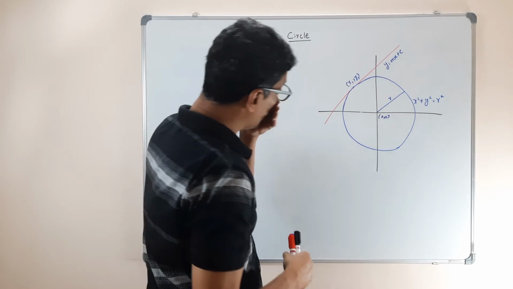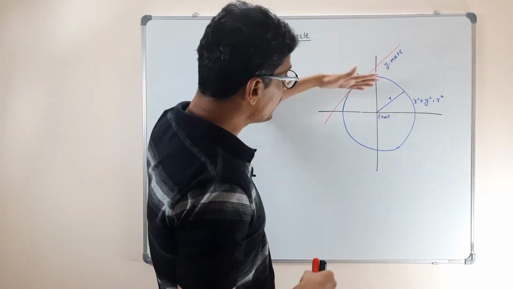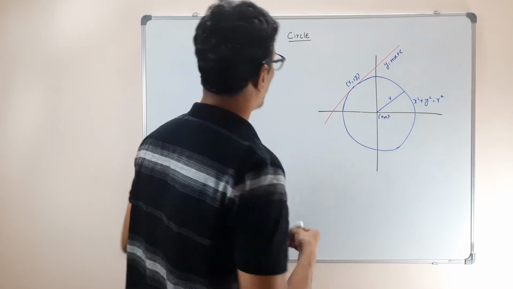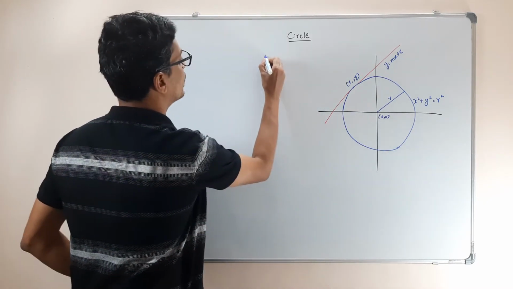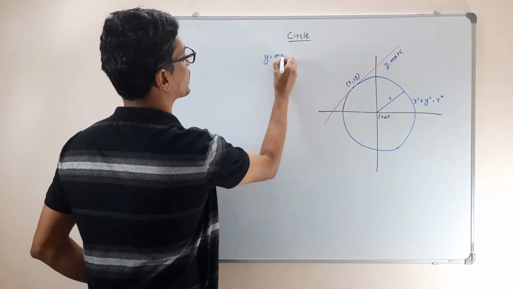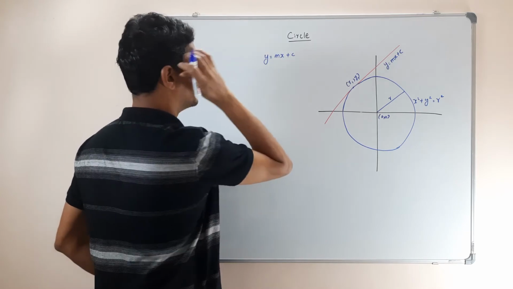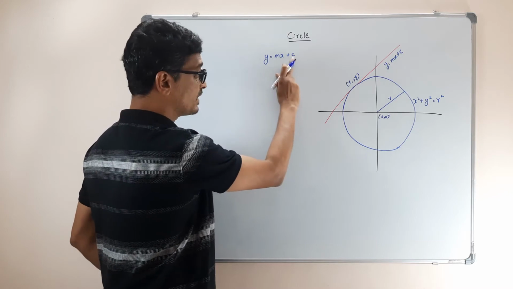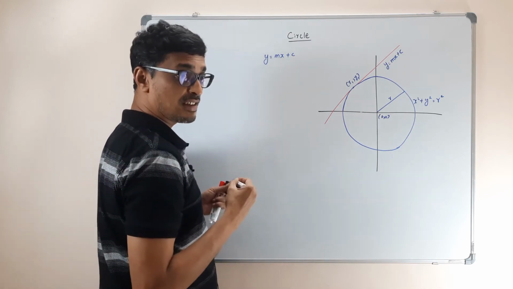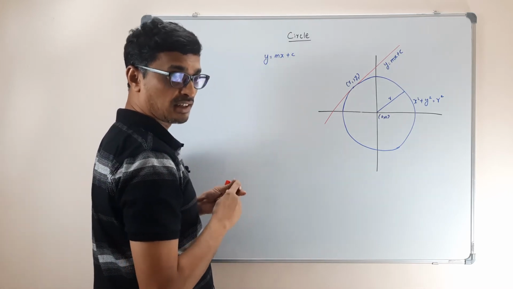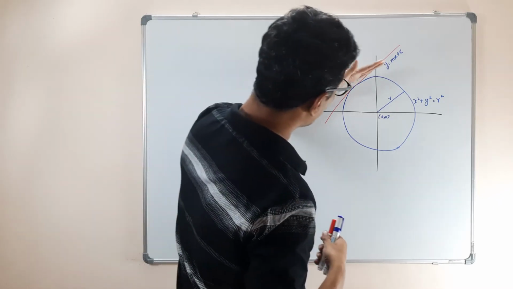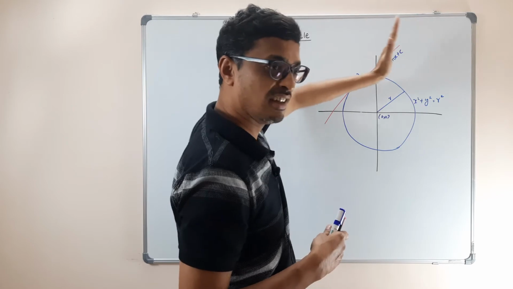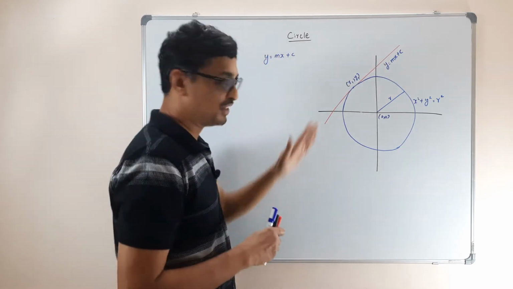Now, line with any slope can be a tangent to a circle. If you remember the equation y equal to mx plus c from the last chapter, where m is the slope and c is the y-intercept, correct? So a line with any slope can be a tangent. Now what happened?